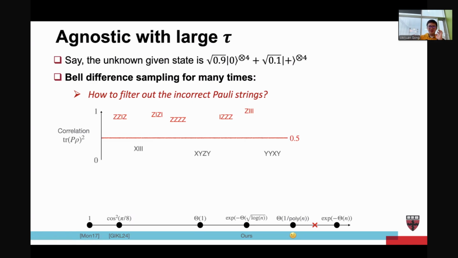We just need to notice the correlations. If you consider this state rho and this correlation, trace of P rho squared, you will find that for all the Pauli strings that stabilize all zeros, like ZZIZ, ZIZI, all the Pauli strings in the I-Z basis, the correlation is larger than 0.5, maybe 0.81 or something. But for all the incorrect Pauli strings from I-X or I-Y, corresponding to this other part, you will find the correlation trace of P rho squared smaller than 0.5. So for very large tau, you will find 0.5 to be a borderline between the correct Pauli strings and incorrect Pauli strings.